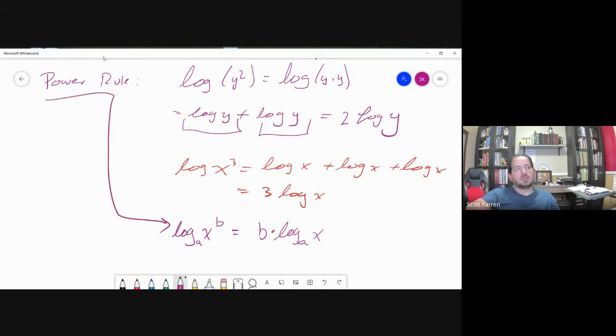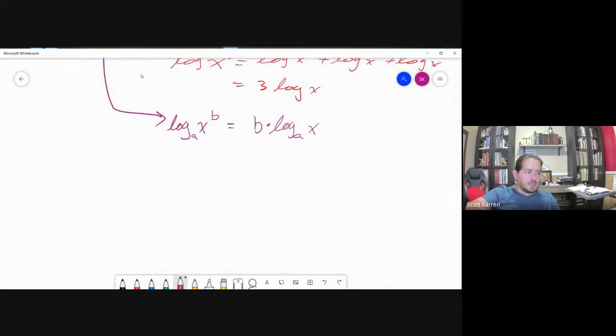It's basically the product rule repeated over and over. So that tells me that if I have something like the log of x to the 25th, that's the same thing as 25 logs of x.